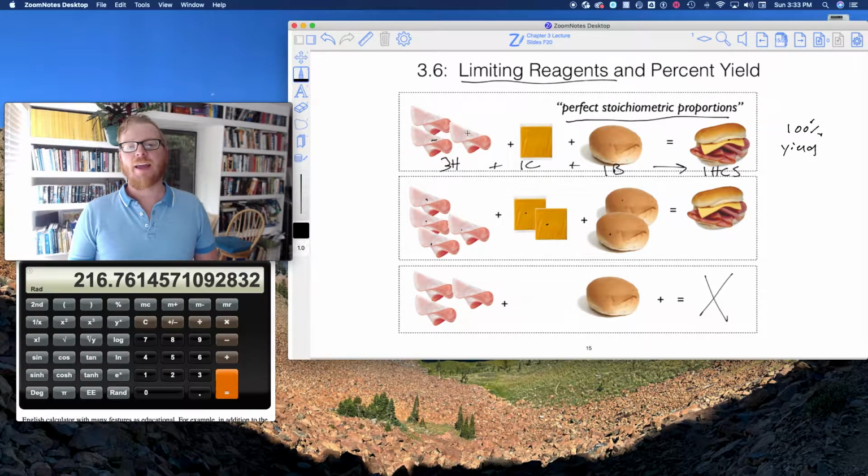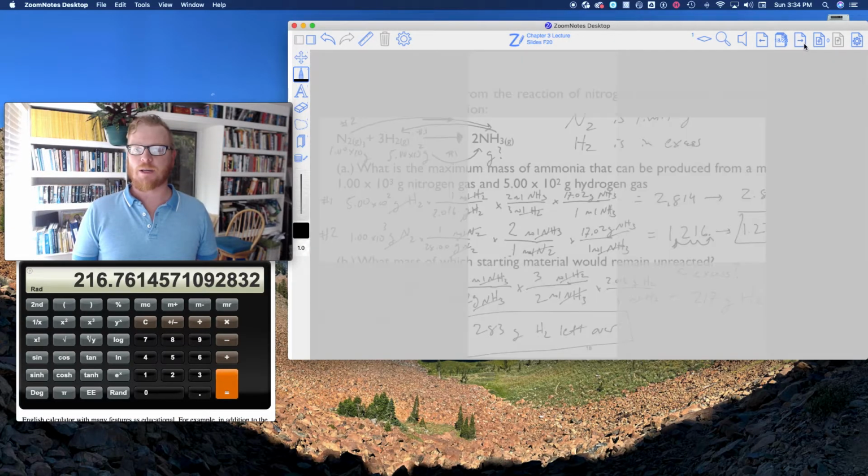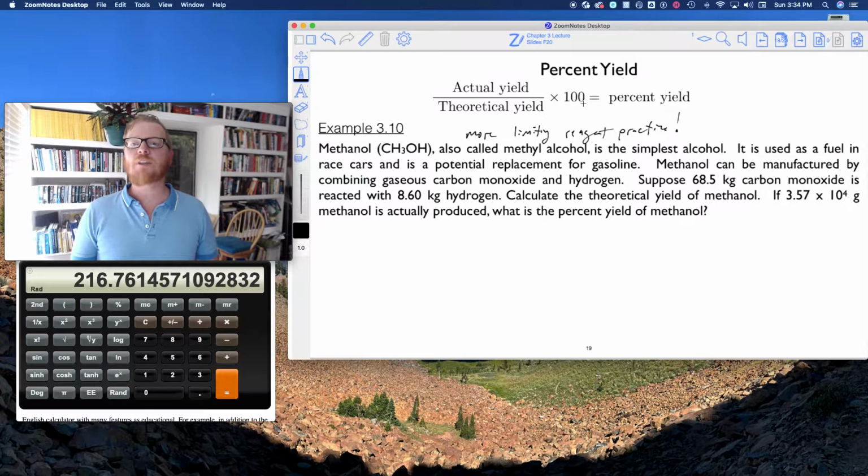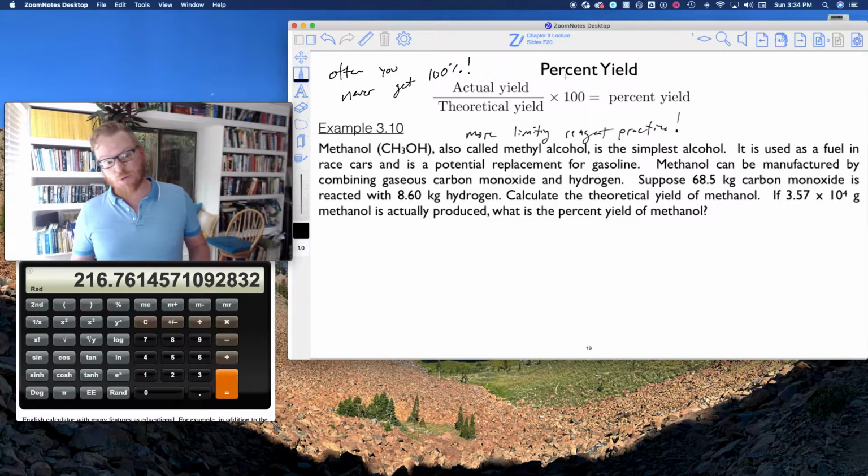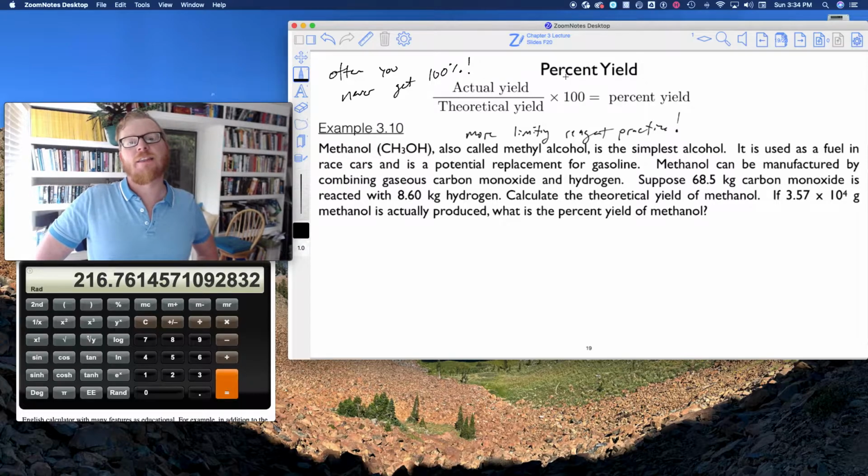But for example, if let's say in the process of making this, somebody took a bite out of this thing before we were making it, it would obviously no longer be 100% yield because somebody consumed some of it, okay? So often in chemistry, we never get to 100% yield. There are side reactions. There are impurities. There are other factors that lead to reactions not giving you 100%.